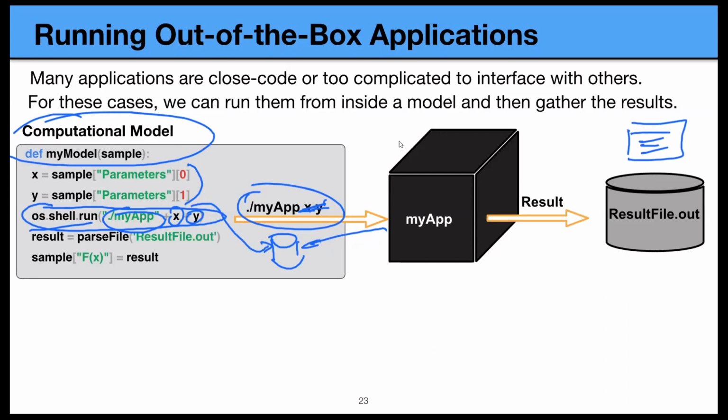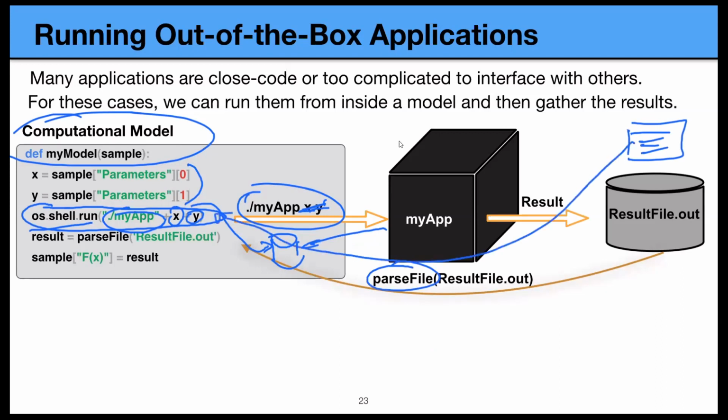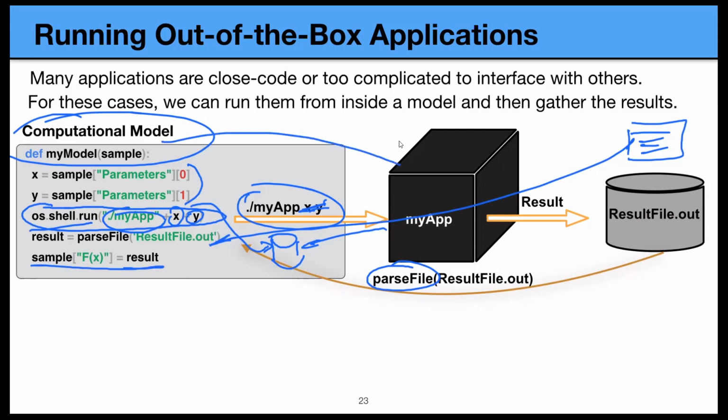Either way, you have ways to grab that, either by parsing the result file or by taking the results directly from the screen. Not that one, this line here. You parse the results from the file after the application has finished, and then you save the results like that. And then you go. You create a model that calls an application, which is a black box.